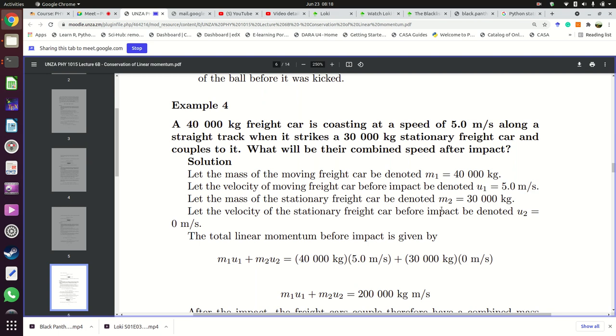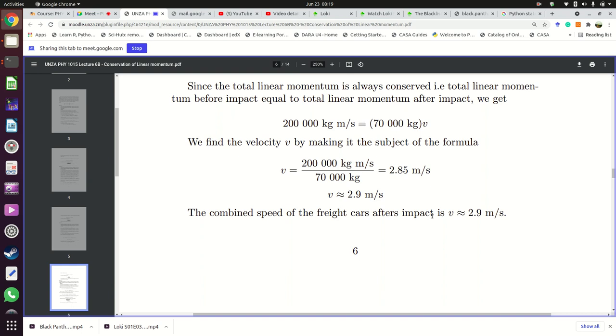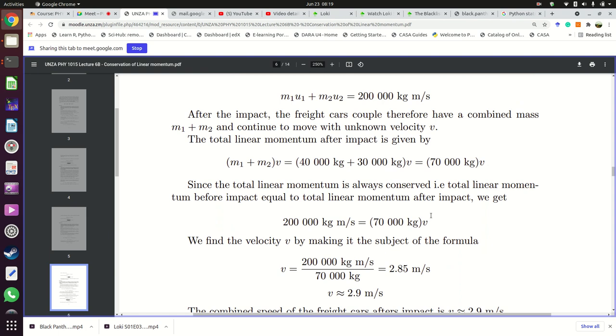Okay? Then the velocity of the stationary car, which was stationary, 0 meters per second, this freight car was stationary. But after collision, its velocity also becomes 2.9 meters per second. So the freight car, which was moving at 5 meters per second, after it collides with a stationary car, its velocity reduces to 2.9. The freight car, which was stationary, which had a velocity of 0 meters per second before impact, after impact, it moves with a velocity of 2.9 meters per second.